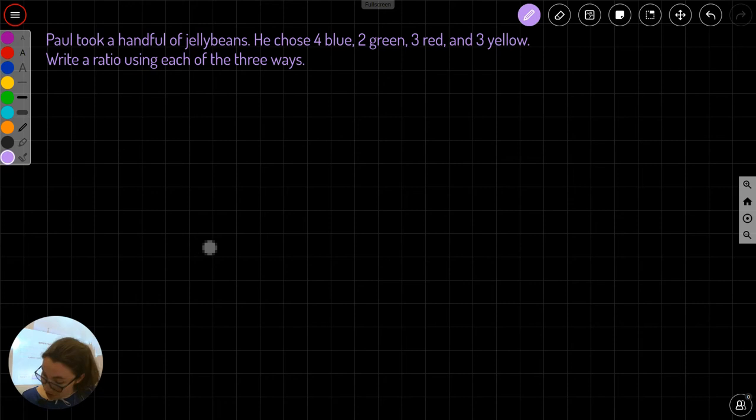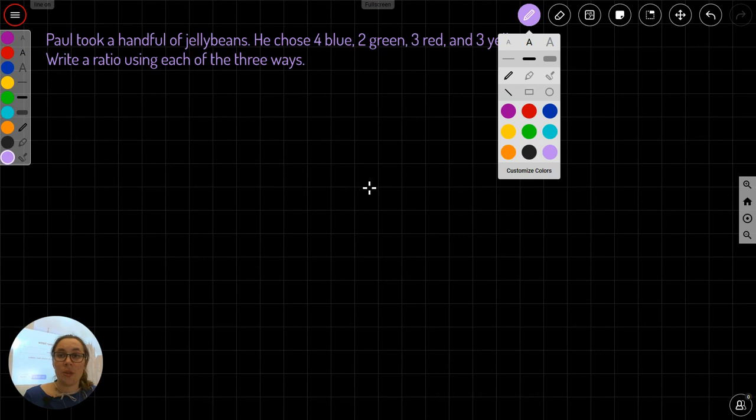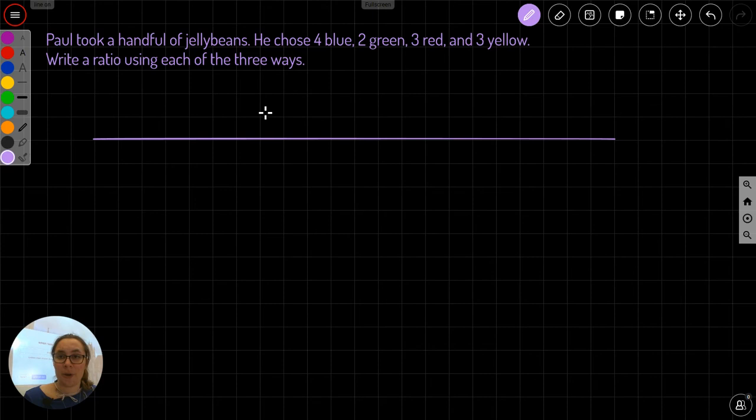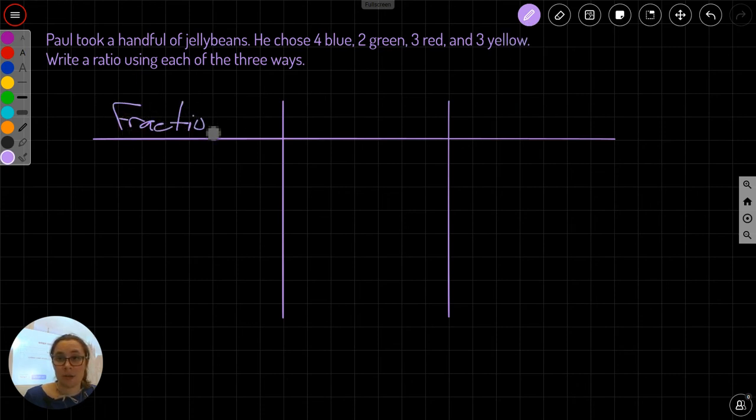So the first thing we're going to write is I'm going to make a table here. There might be different reasons we write our ratios in multiple ways. It just depends on your personal preference, on the situation, and what kind of ratio you're dealing with. So this will be fractions, this will be using the x colon y, and this will be x to y.